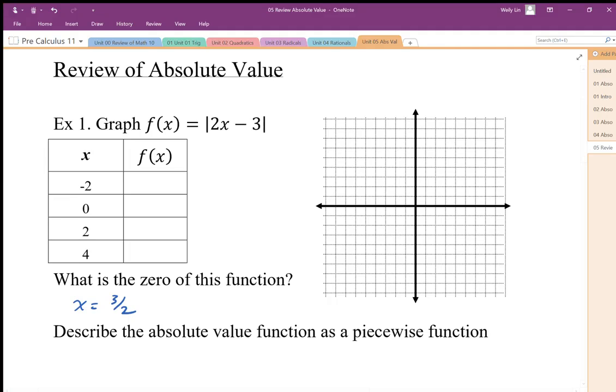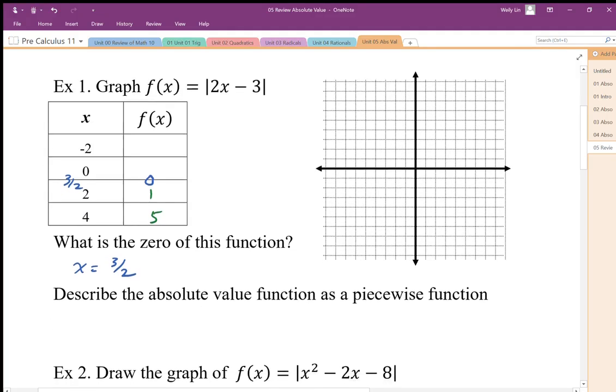So at positive 3 over 2, I'm going to put positive 3 over 2 here, and our y value is going to be 0. That's the boundary point. So we have the positive versions and negative versions. When I plug in 2, the y value is going to be 2 times 2 minus 3, which is 1. Plug in 4, 2 times 4 minus 3 is equal to 5.